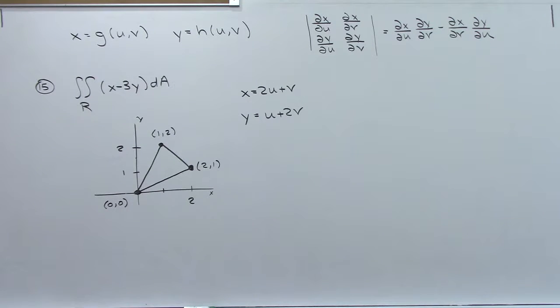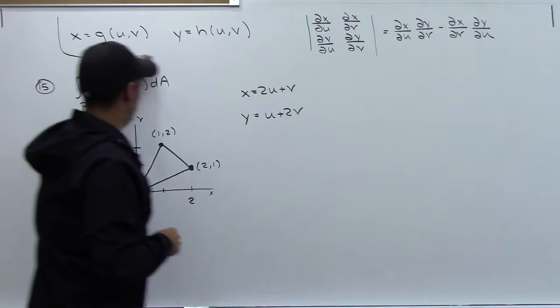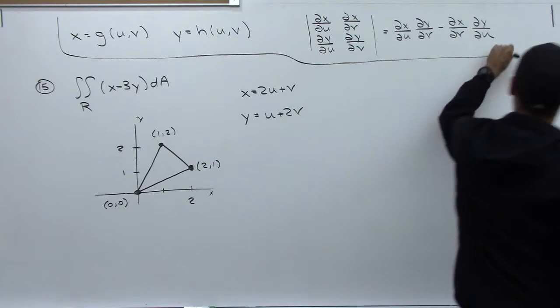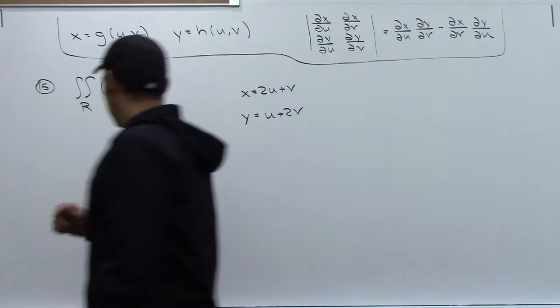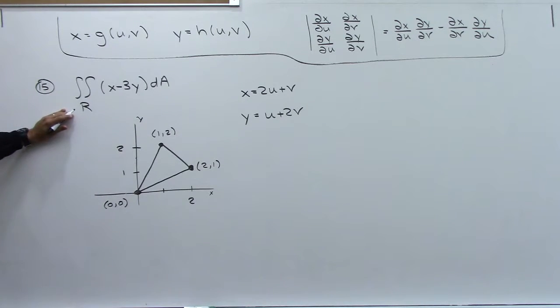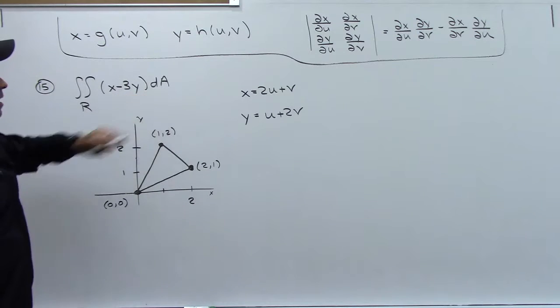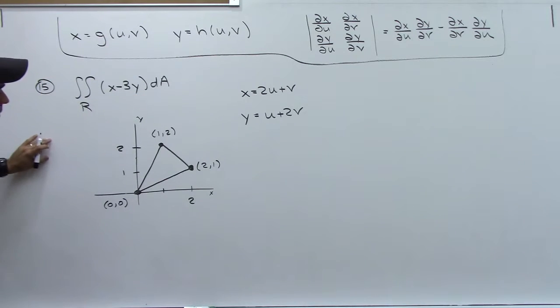All right, I'm going to be working here on 12.8, which is change of variables, working problem number 15. And I put some stuff up here to remind you. First of all, what we're doing is the double integral over the region R of x minus 3y with respect to area. So we're back to double integrals right now.